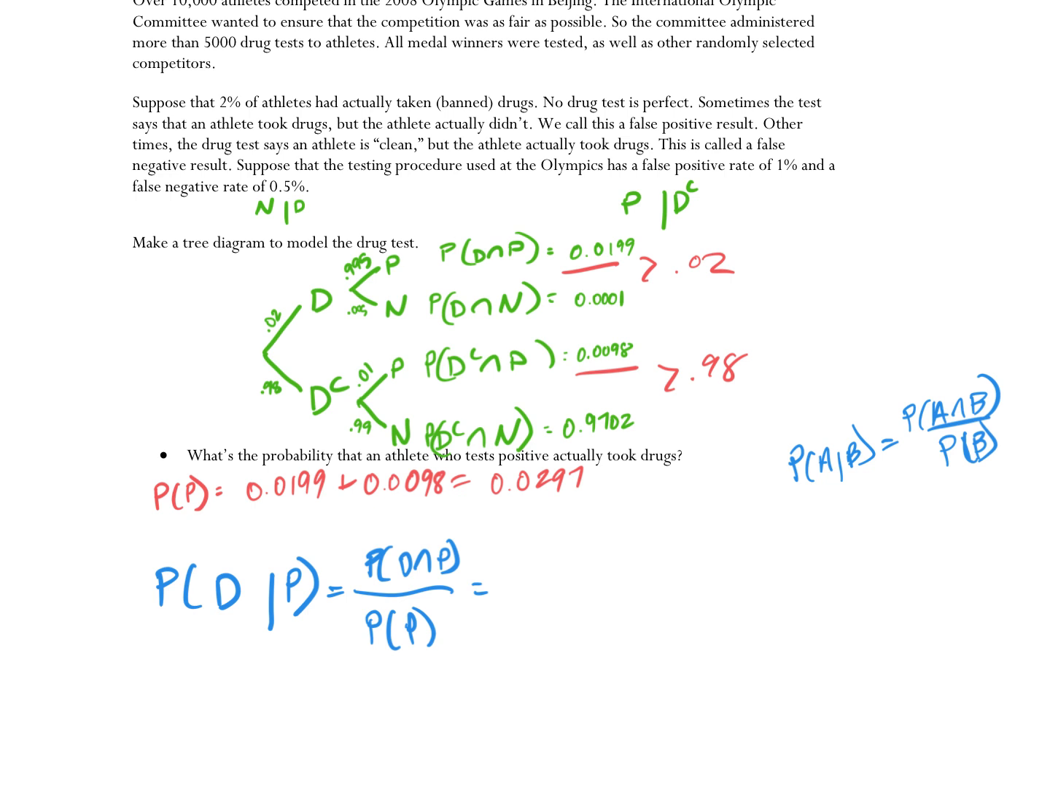Okay, so let's go ahead and do this. What's D and P? D and P was 0.0199, and the probability of testing positive was 0.0297.